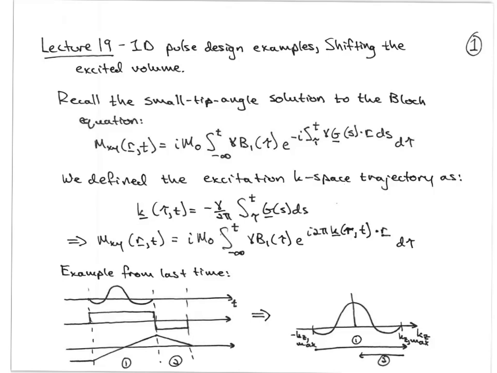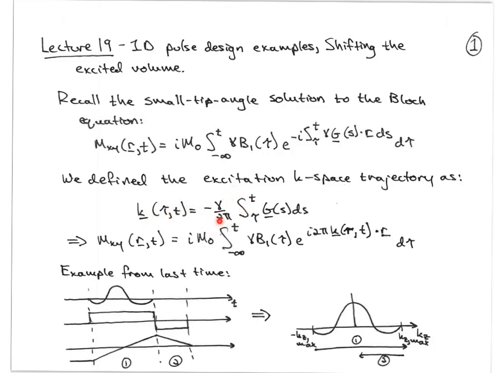Okay, so first let's recall the small tip angle solution to the Bloch equation. It says that the transverse magnetization at a time t and a spatial location r, remember that that's a vector, is equal to the integral over time of the RF pulse times this complex exponential phase function. And so it turns out to be a Fourier transform, and specifically we can define the excitation k-space trajectory of the RF pulse as k of tau comma t. So tau is the variable of time during the pulse, and t is the time at which we are evaluating the excitation at the end, and this is equal to minus gamma over 2 pi.